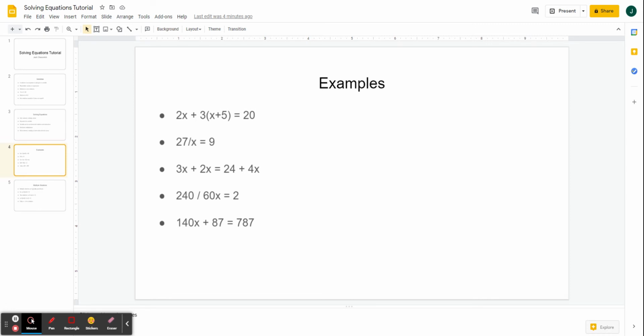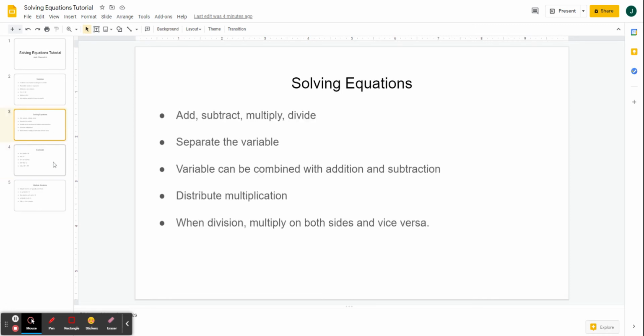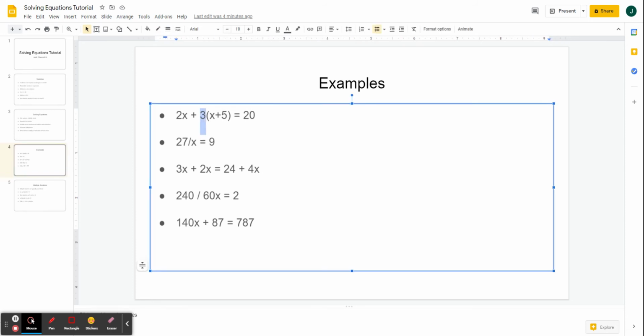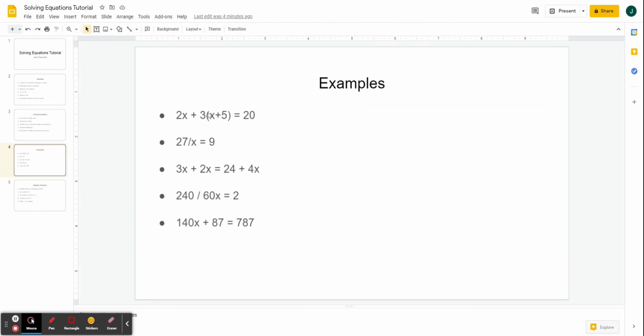For the first one, like I said before, we're going to have to distribute with the multiplication. The first thing you want to do when you see 3 outside the parentheses with x plus 5 inside of it is distribute. Distributing is just multiplying the number outside by everything inside of it. So here we multiply 3 times x and get 3x, and 3 times 5 and get 15. Then our new equation will look like 2x plus 3x plus 15 equals 20.